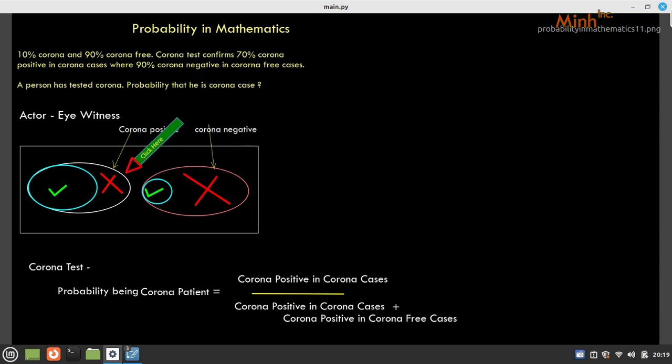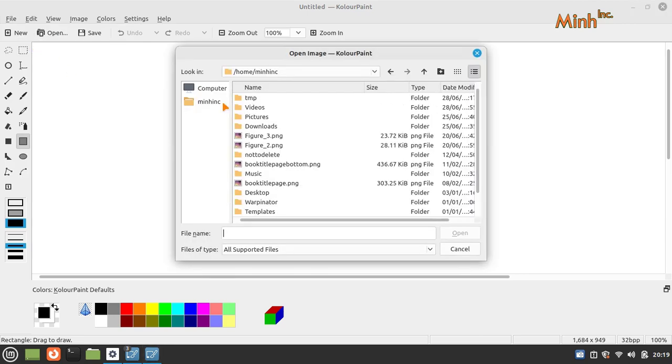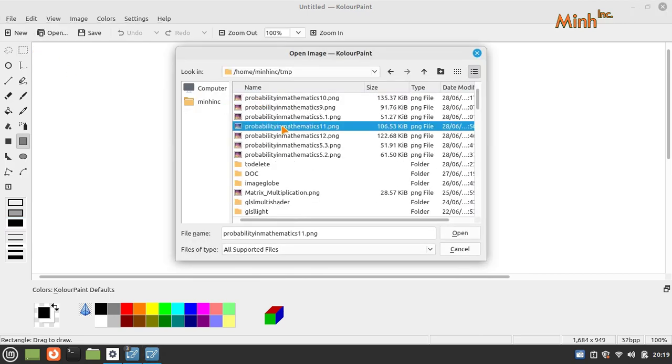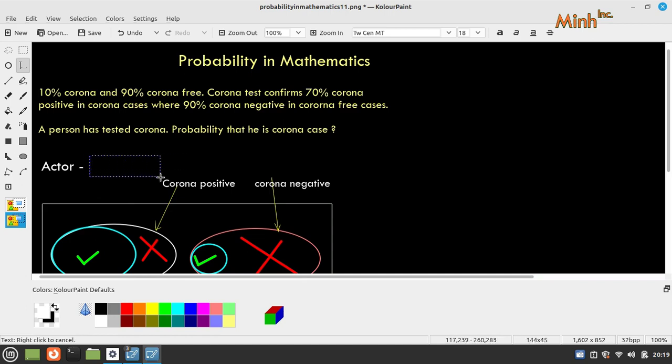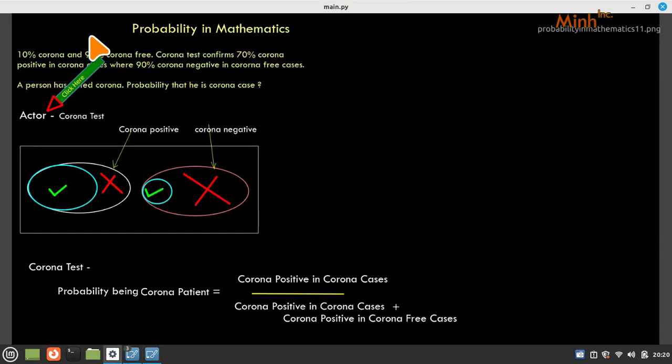Now there are two circles. The white circle is the corona positive case and the red circle is the corona negative case. It means those people are corona free, they don't have corona. Who is the actor here? The actor is the corona test. Actor means hero, and hero means the one who changes the movie. So the corona test changes the movie.